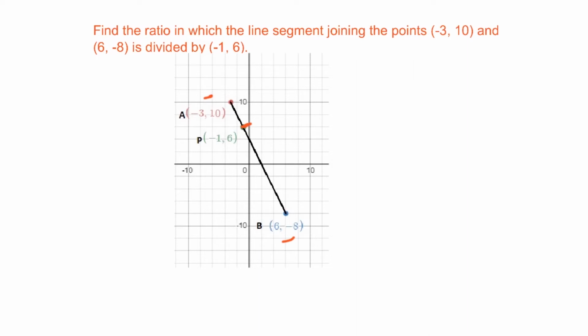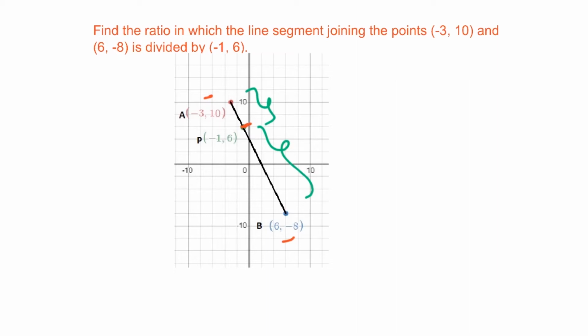Means we have to find AP divided by PB. This divided by this. So we have to find this ratio. Using the section formula, we can find the ratio.